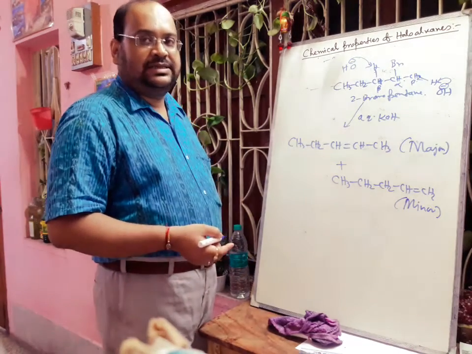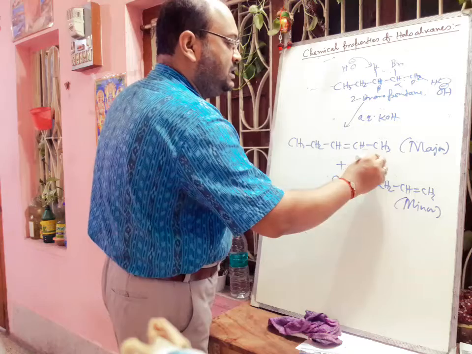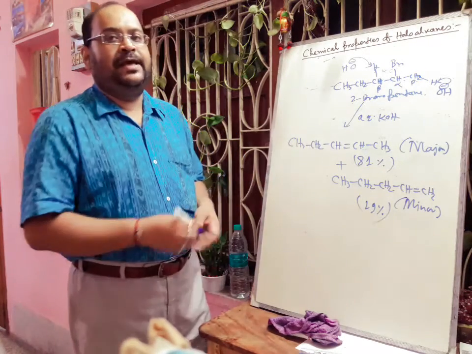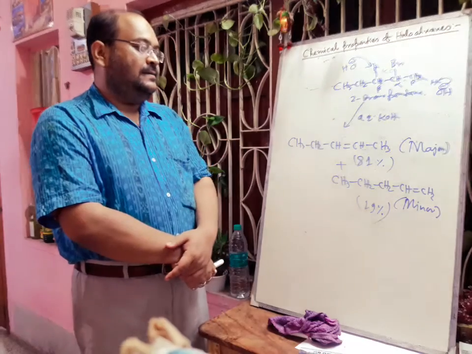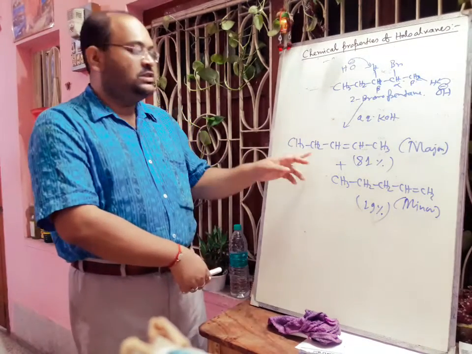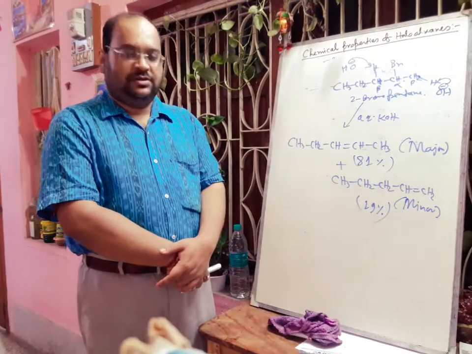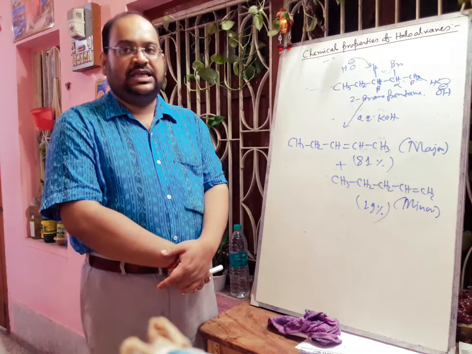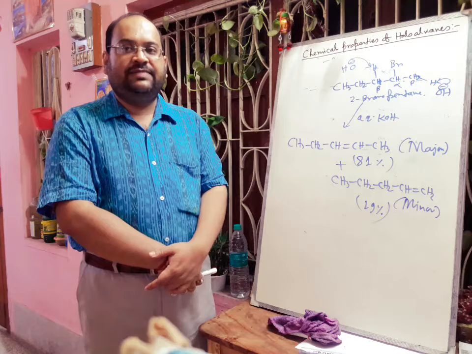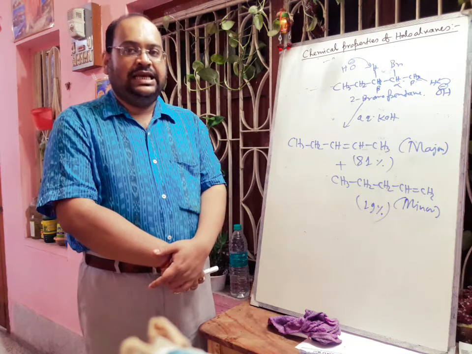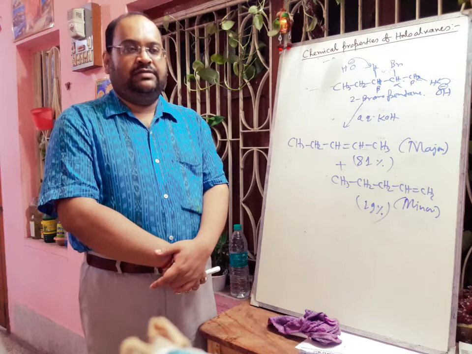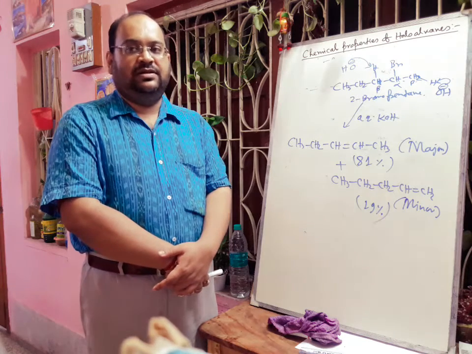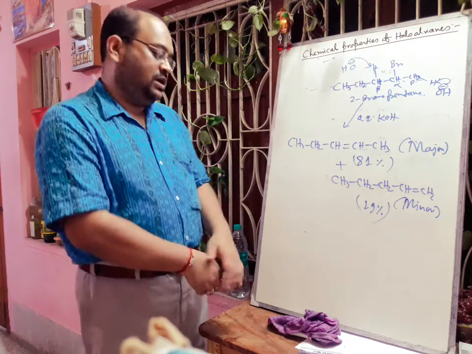Now what will be the percentage? This will be 81% and this is 19%. So here we can easily understand the Saytzeff rule, that the more substituted alkene will be the major product. Now there may be some case where there is a chance of cis-trans isomerism. In case of Saytzeff elimination, if the alkene is capable of showing cis-trans isomerism, then the trans alkene, being more stable, is always formed as the major product.